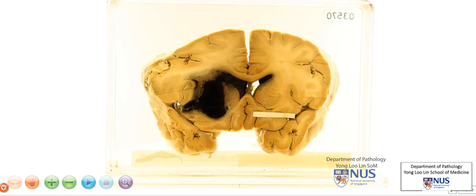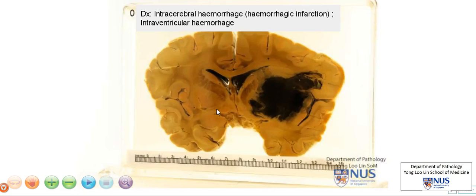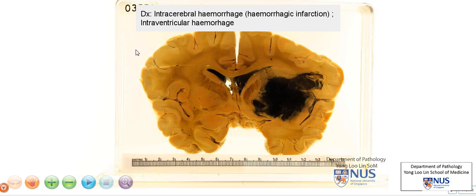So just to summarize, this is a specimen. This is a coronal section of the brain showing an area of intracerebral hemorrhage into the region of the basal ganglia with extension into the lateral ventricle, causing intraventricular hemorrhage. And the most likely cause in this instance is hypertension. It would also be important to note that this is considered a hemorrhagic infarction because the area of hemorrhage also gives rise to necrosis in this localized area.